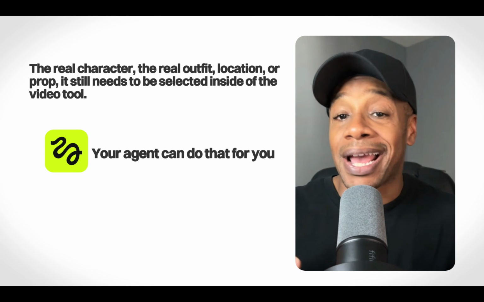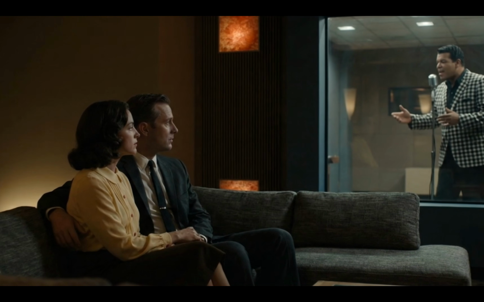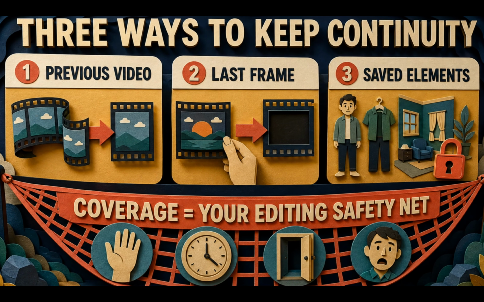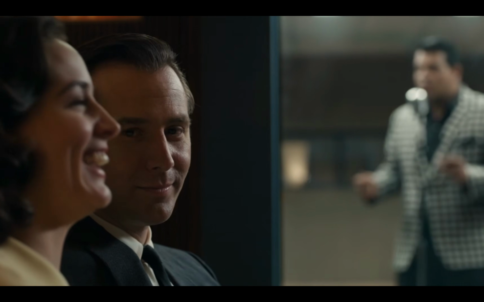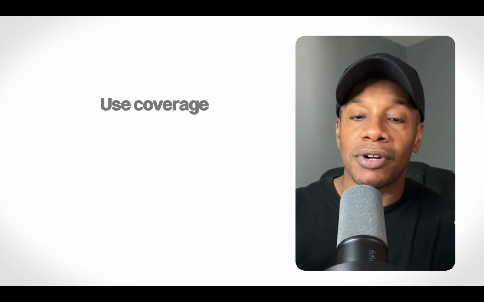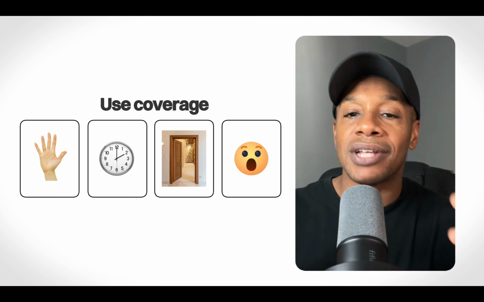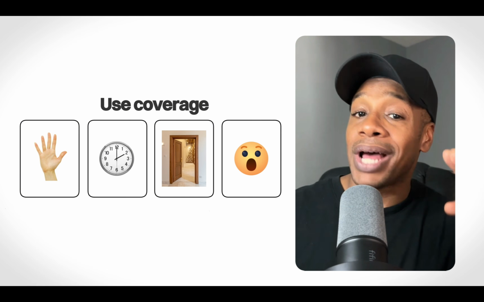So if you want your AI clips to feel like real scenes, remember these three options. You can give your model the previous video when you want it to remember the overall world and continue the action. Use the last frame when the exact starting position really matters. And you can also use elements, or a combination of some of these other processes with the elements, when there are details that AI cannot be allowed to make up. And then also use coverage. Give yourself a few extra shots, a hand, a clock, a doorway, a reaction, so you have something to cut to if the clips do not join perfectly.